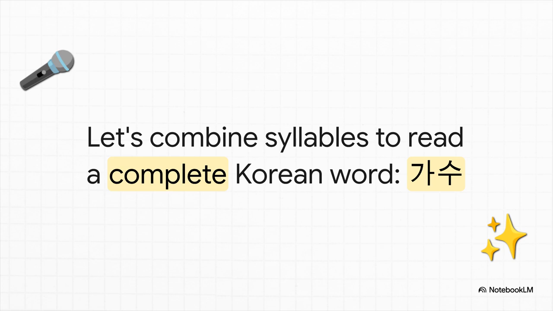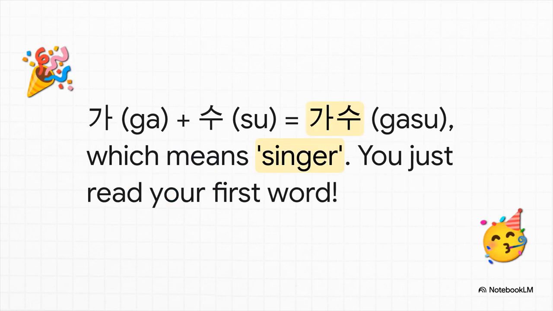We've learned the letters, we've made syllables. Now let's put those syllables together to read a complete 2-syllable word. Let's just break it down. The first part is the syllable we already know, ga. The second part is our S consonant with the U vowel, su. So we have ga, su, gasu, and gasu means singer. Congratulations, you have just successfully read your very first word in Korean.